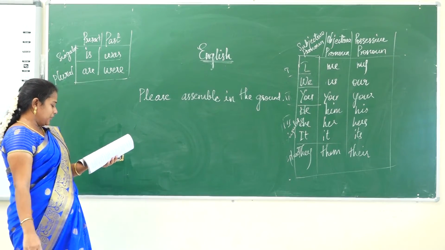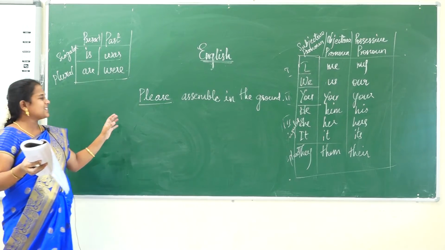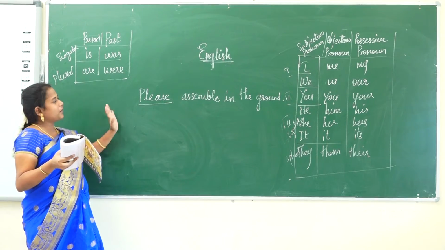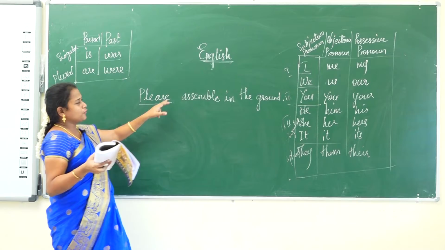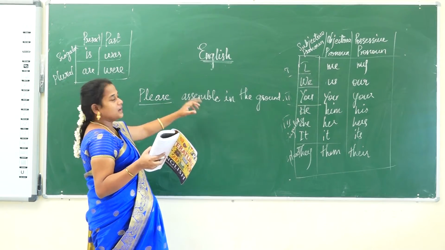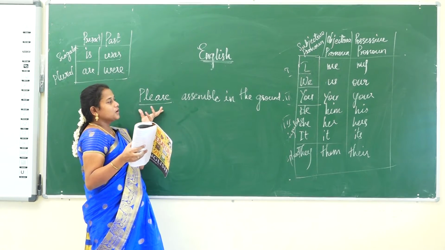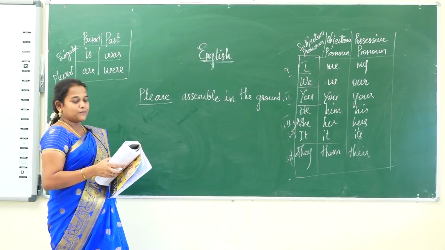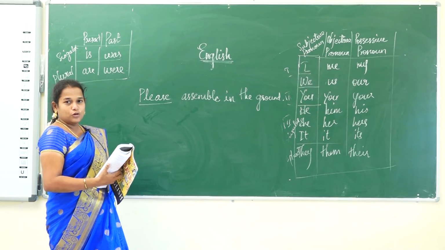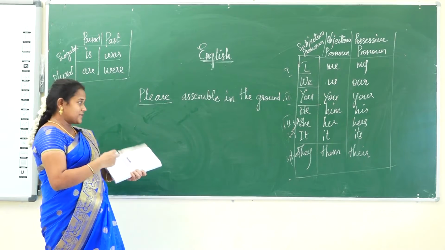So, if the word please is given, what do we have to do? This is an imperative sentence. For an imperative sentence, we have to put to in front of the verb. Which is the verb here? Assemble. Here they have given the request please. So, if they have given the word please, we have to use the term you are requested.